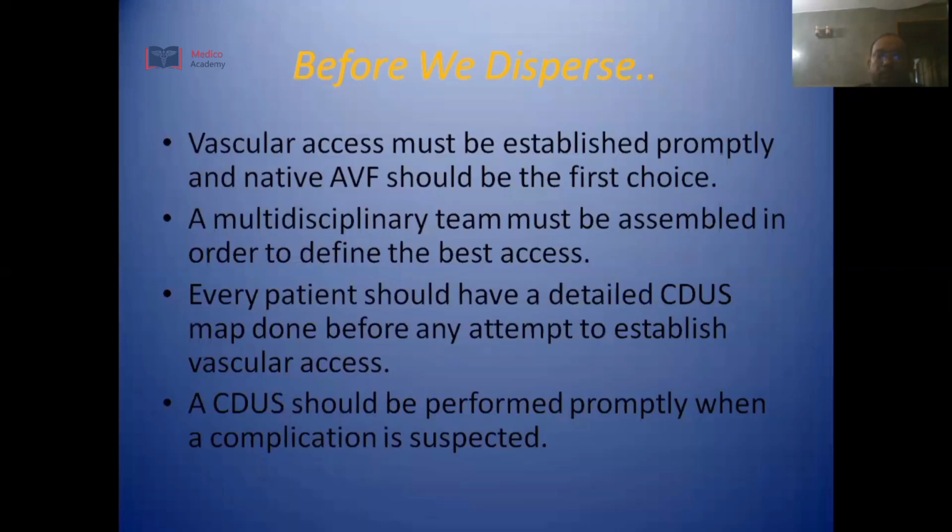Before we conclude, I would like to emphasize that vascular access must be established promptly, and native AV fistula should be the first choice. A multidisciplinary team must be assembled in order to define the best access. Every patient should have a detailed color Doppler ultrasound map done before any attempt to establish vascular access, and a color Doppler ultrasound should be performed promptly when a complication is suspected.